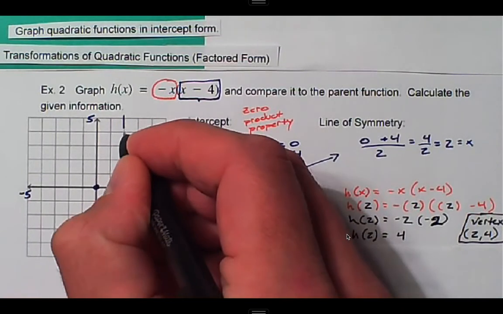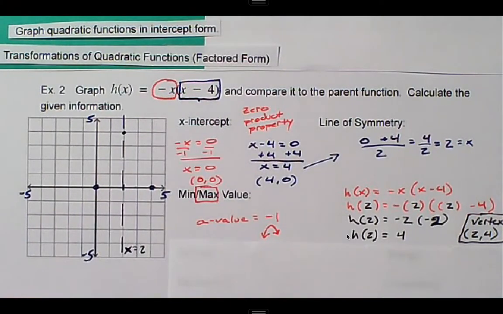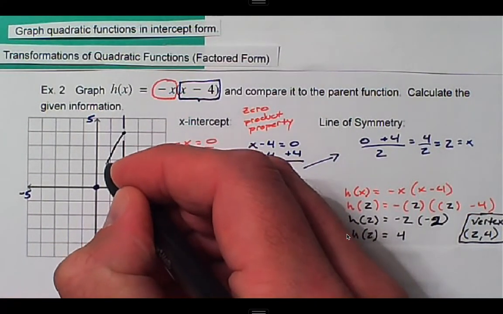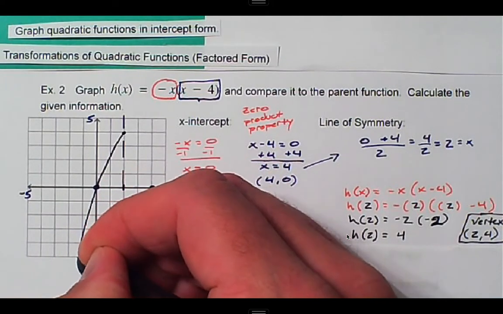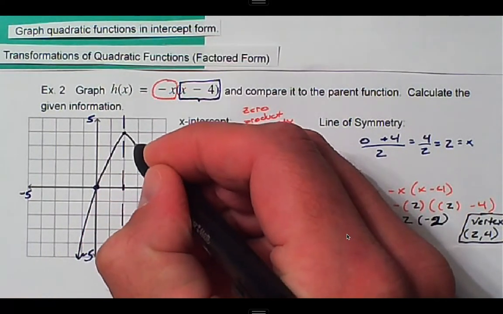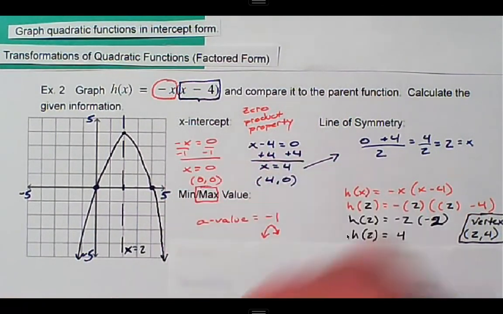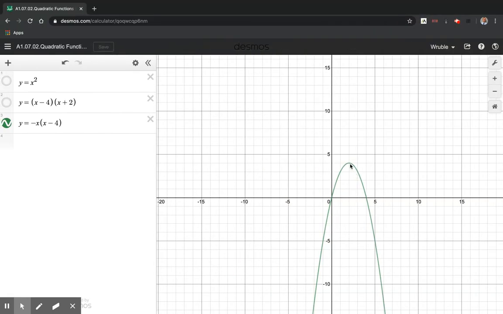So at 2, then we go up 4, and that should be enough. We have 3 points there. We have the vertex, and we have our 2 x-intercepts, and that will be enough to graph a good graph for this parabola. Then we can take a look and see what that looks like. And we can see that we have the points 2, 4, 0, 0, and 4, 0.